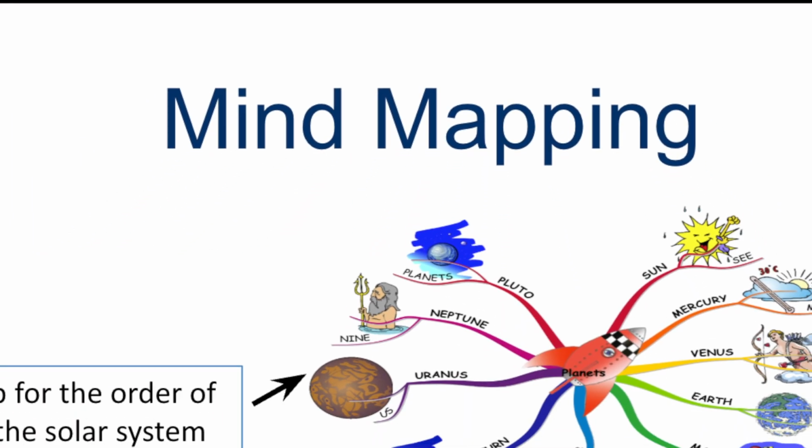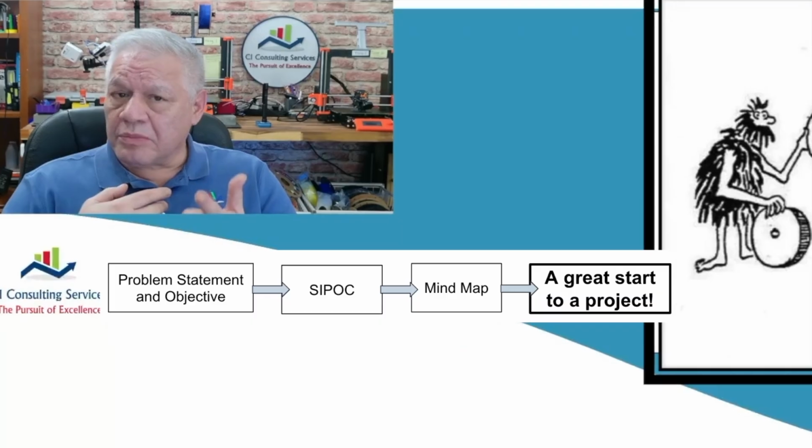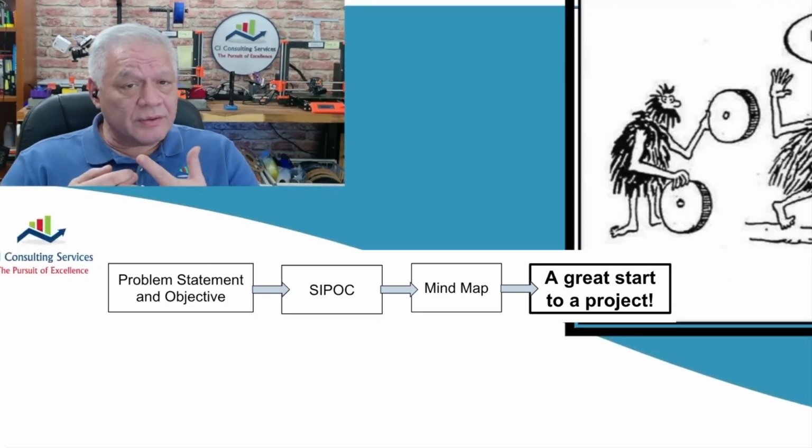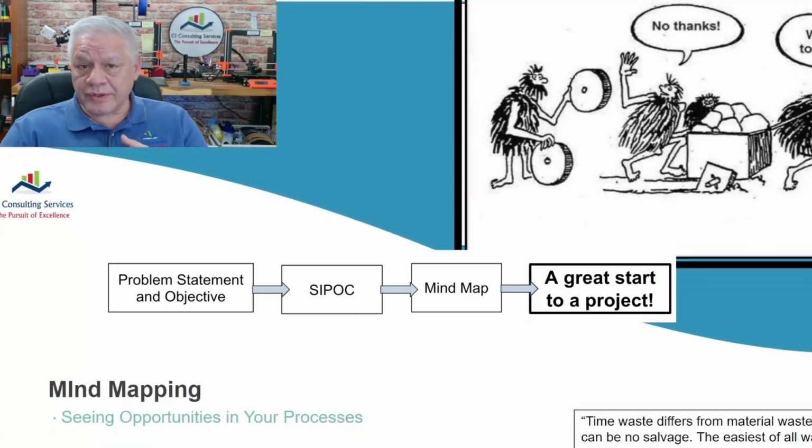Mind mapping is one of these things that people really don't think about. Now, for me, it's actually one of the three tools that you need to start a project, right? First, start with a problem statement and objective. Second, do a SIPOC of the process under investigation. Third, mind map all the things you don't know.